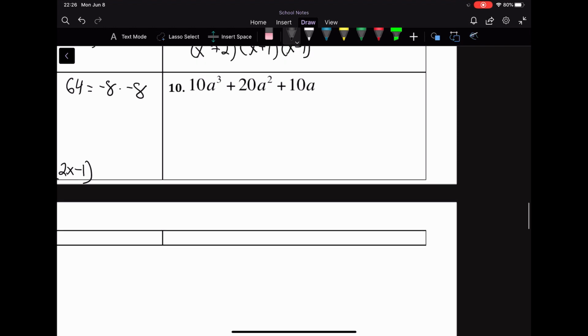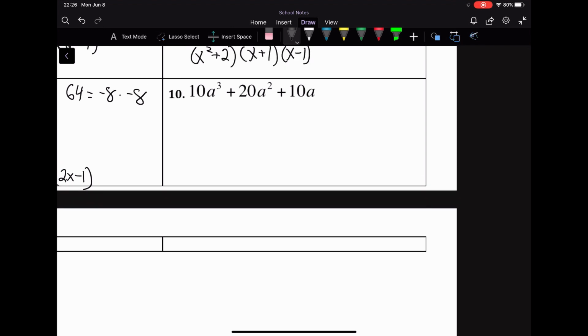And last but not least, question number 10. We have an a cubed, a squared, and a. Let's divide all these by a. So we'll have 10a squared plus 20a plus 10. Still not sure what to do with this. We multiply our two 10s together, so we'll have 100. What two factors of 100 add up to 20? So this is going to be 10 and 10.